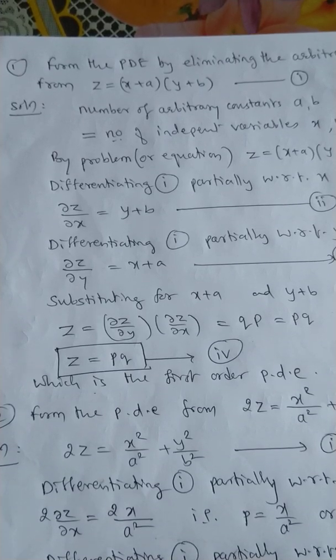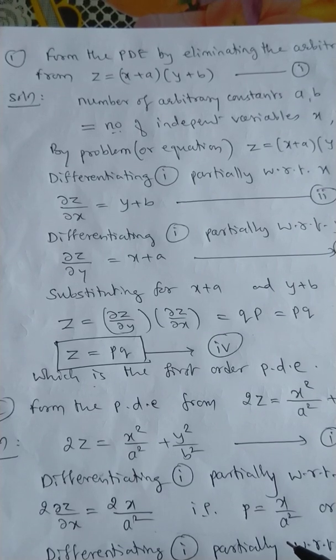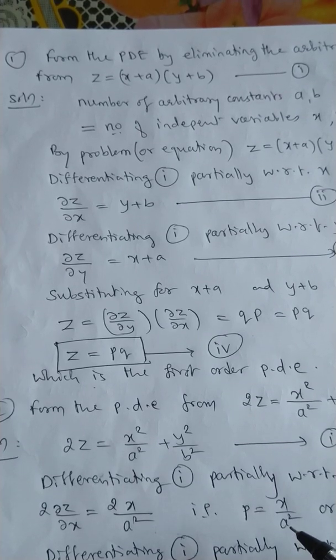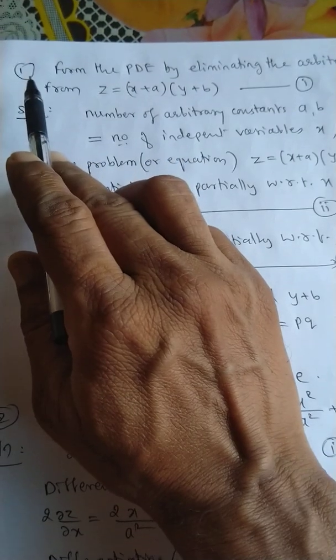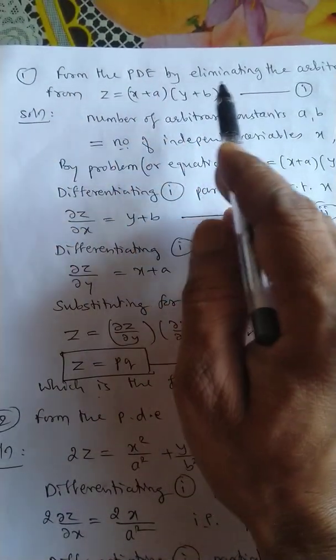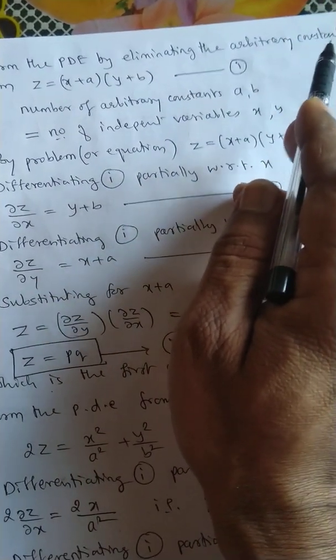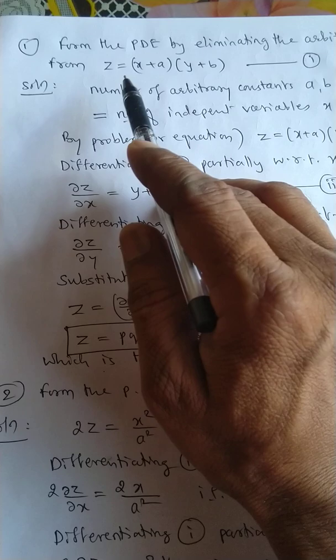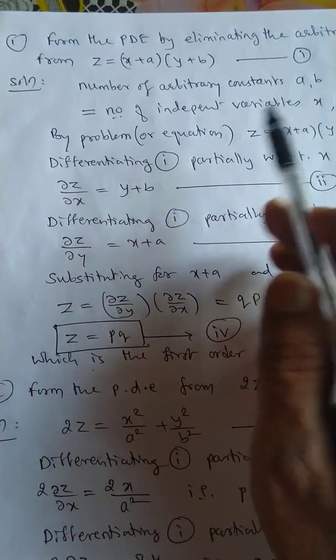Hello everyone. In this video, I discuss examples on formation of partial differential equations. Example number 1. Form the partial differential equation by eliminating the arbitrary constants from the equation z is equal to (x plus a) into (y plus b).